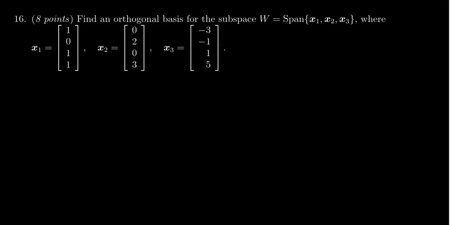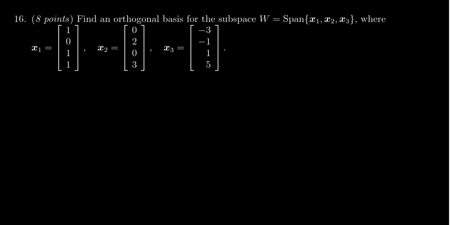In this video, we present the solution to question number 16 from practice exam number 3 for Math 2270, in which we need to find an orthogonal basis for the subspace W spanned by the vectors x1, x2, x3, which are vectors in R4 that we see right here.